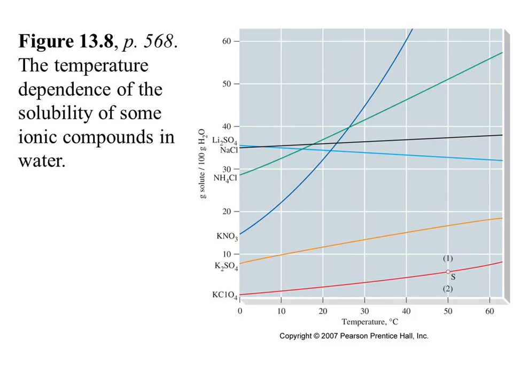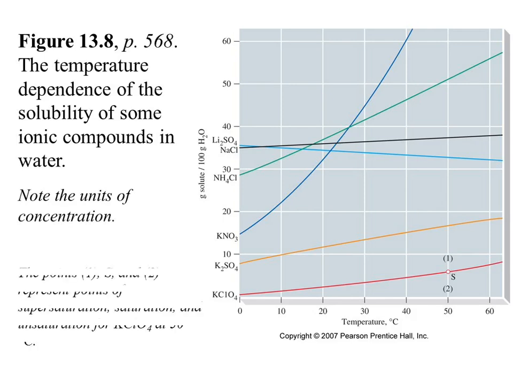So if we pick on potassium perchlorate down there, if we just kind of pick here at 50 degrees Celsius, we have a region here and a region under here. Region 1 says that if you're up here, this would be, how do I say this? Point S is saturated.